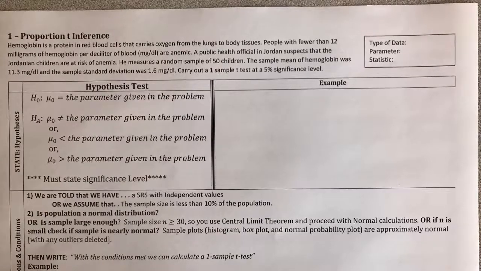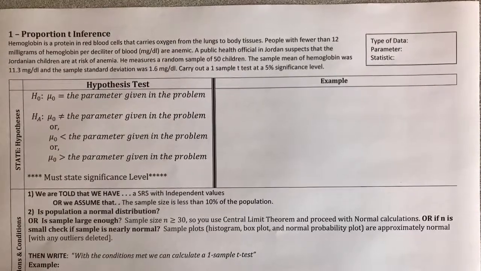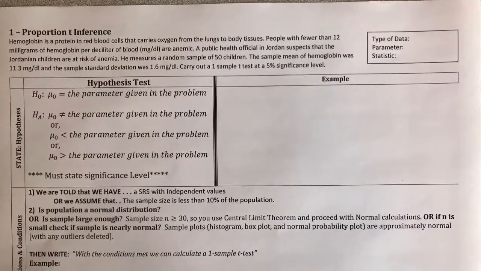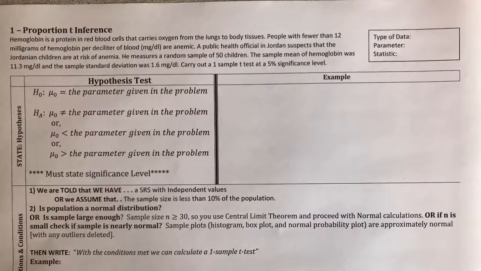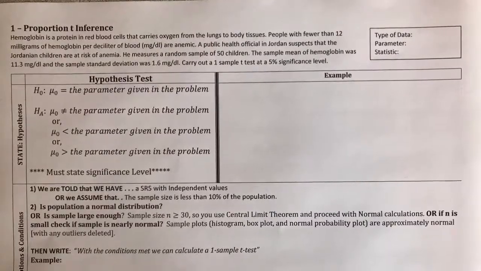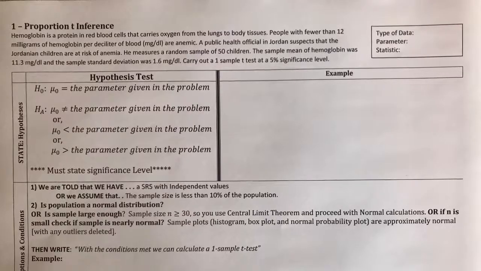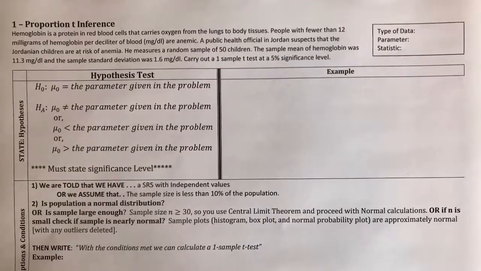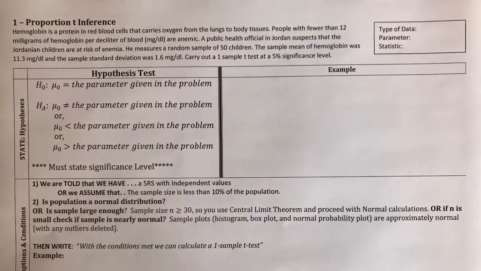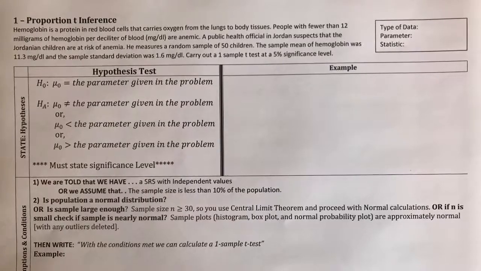Hemoglobin is the protein in red blood cells that carries oxygen from the lungs to body tissues. So people with fewer than 12 milligrams of hemoglobin per deciliter of blood are anemic. A public health official in Jordan suspects that the Jordanian children are at risk of anemia.